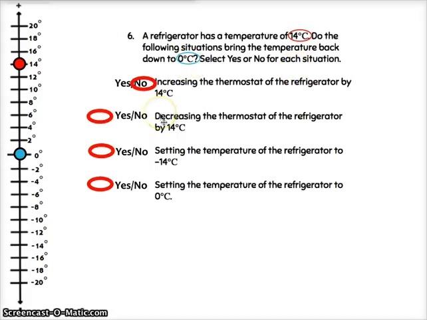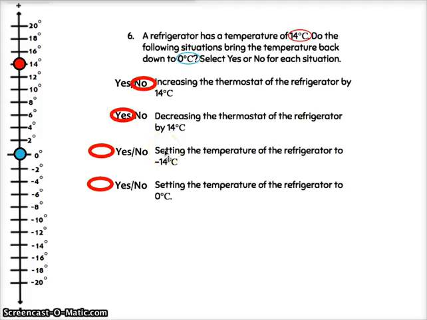The second example assumes that, again, we're starting at 14 degrees Celsius, and it says then to decrease the thermostat of the refrigerator by 14 degrees. Well, if the thermostat is at 14 and we decrease it by 14, so that's like taking away 14, we'll go 2, 4, 6, 8, 10, 12, 14. Yes, that does bring the temperature back down to 0. So we would say yes, that scenario does bring it to 0.